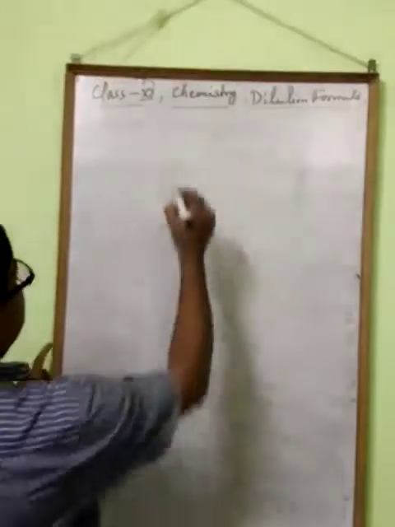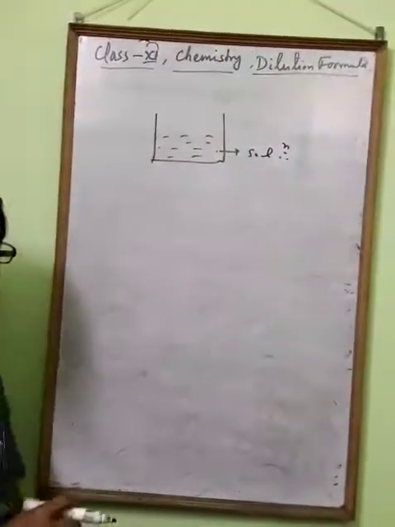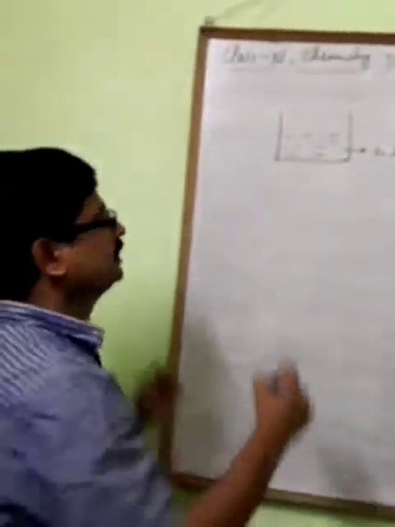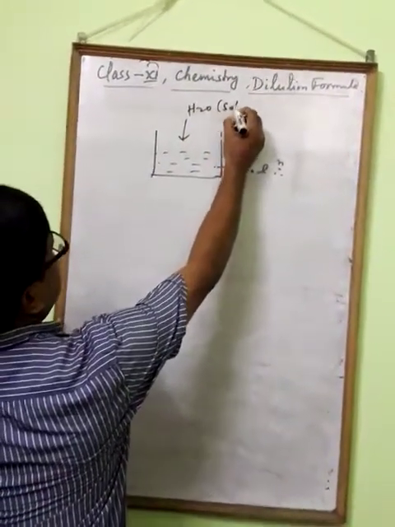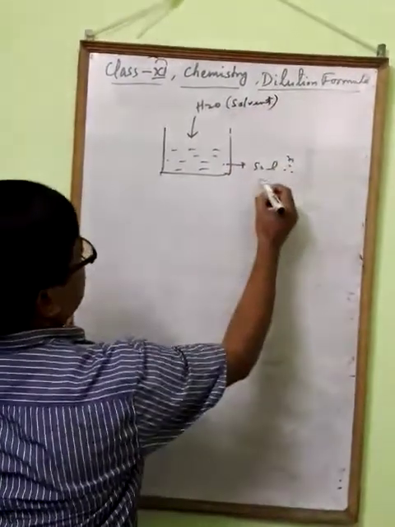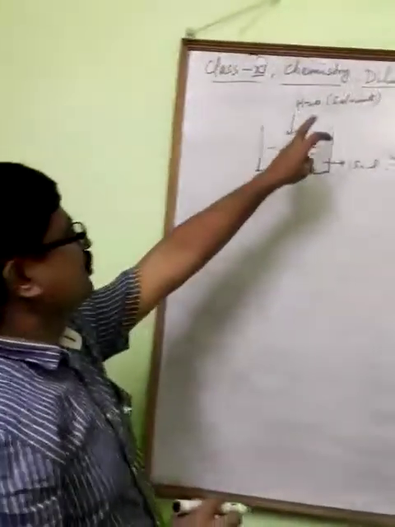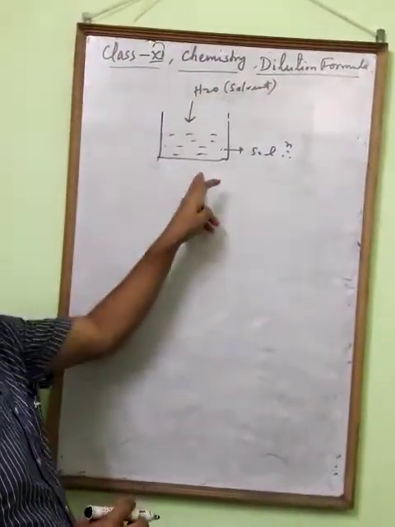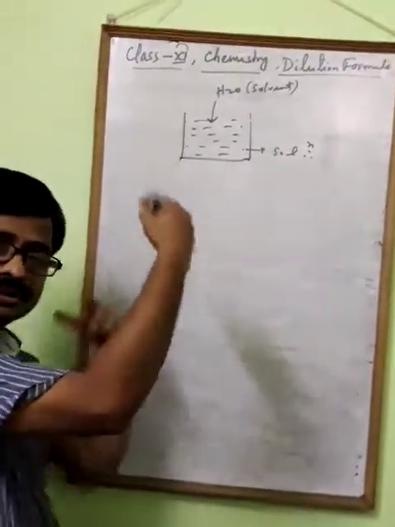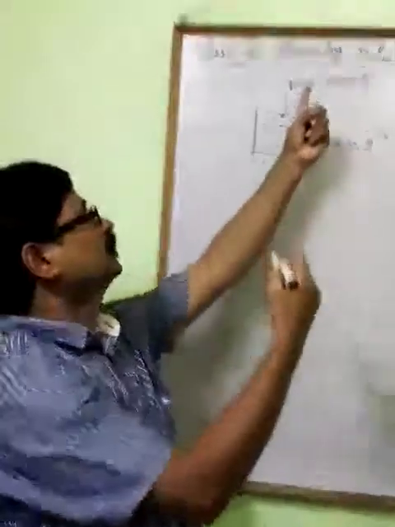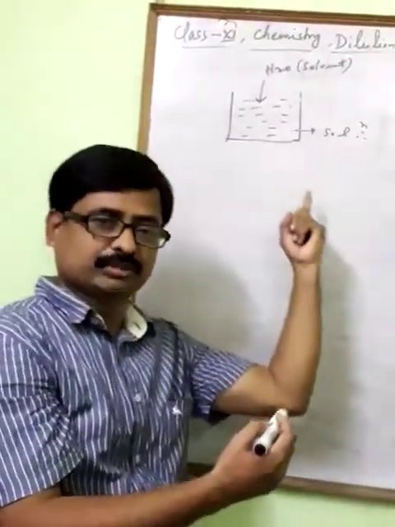Take one container. In this container, suppose one solution is there. You can take a salt solution. Now you are going to put more amount of water, that is solvent. This is solvent and this is solution. So you are going to add more water, so the volume will increase. This is called a dilute solution, meaning addition of more amount of solvent.